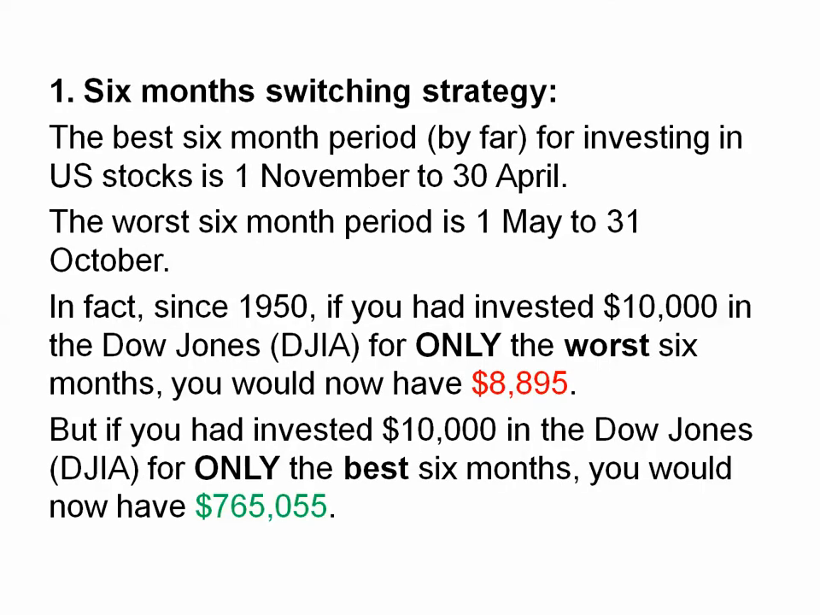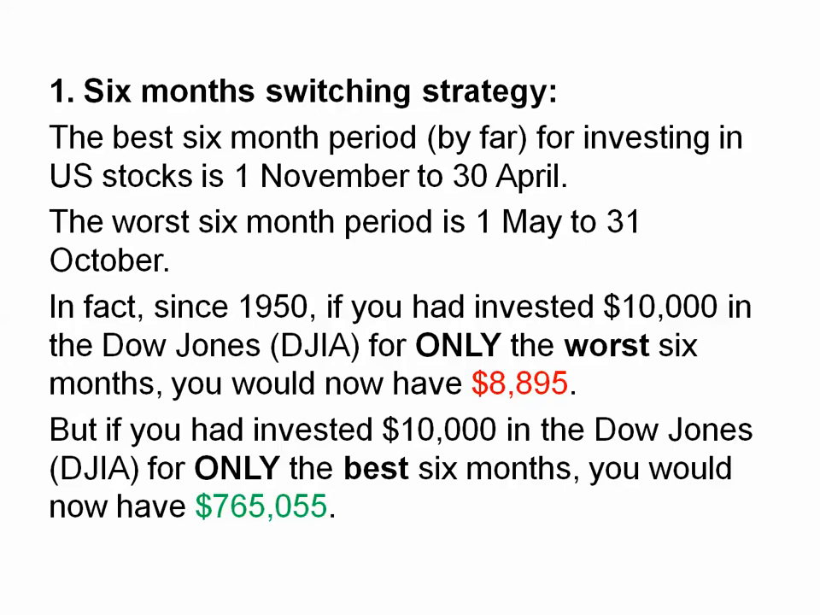Let's look at those. The best 6-month period by far for investing in US stocks is 1st of November to 30th of April, and the worst 6 months is 1 May to 31 October. In fact, since 1950, if you had invested $10,000 in the Dow Jones for only the worst 6 months, i.e. 1 May to 31 October, and you weren't invested at any other time, your $10,000 would now have shrunk to $8,895, even though you'd done it for 64 years in a row.